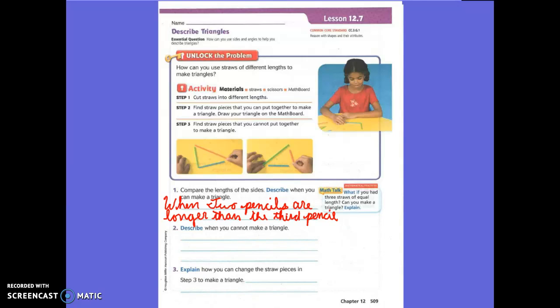When the 2 pieces are smaller than the one big one. When 2 pencils are shorter and the 3rd pencil is long, you cannot close the triangle.